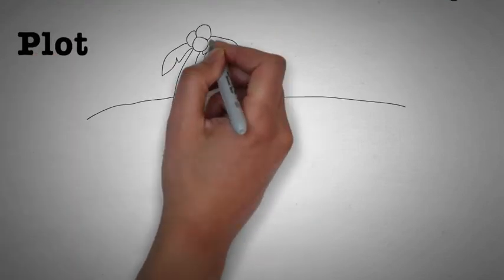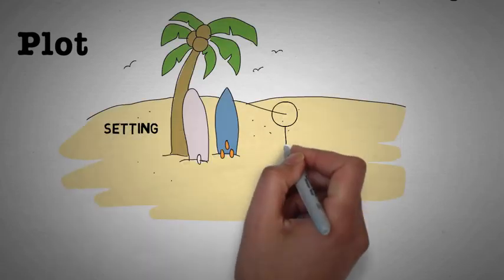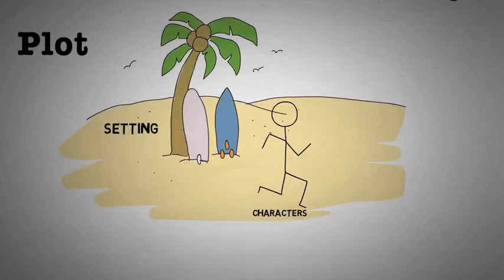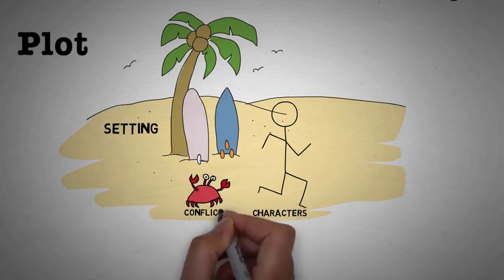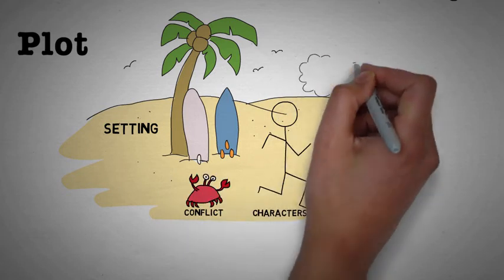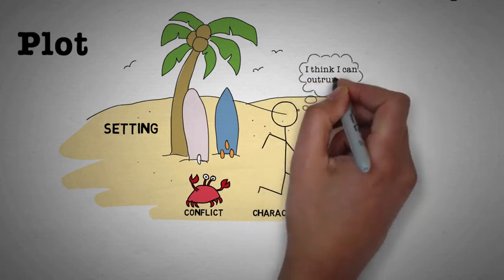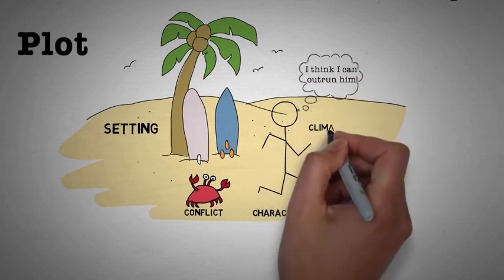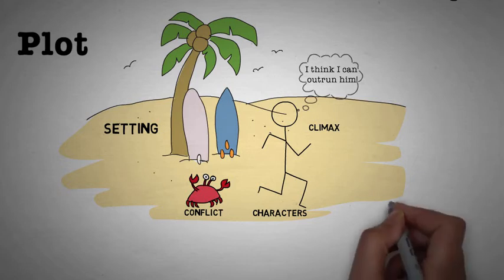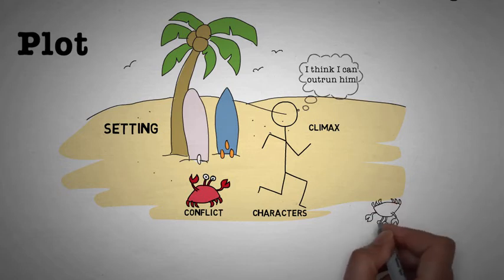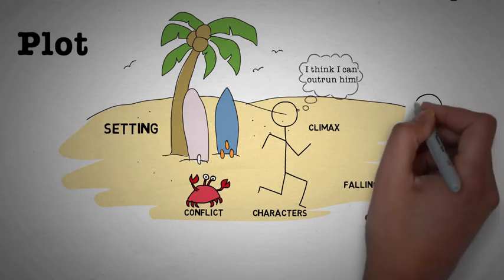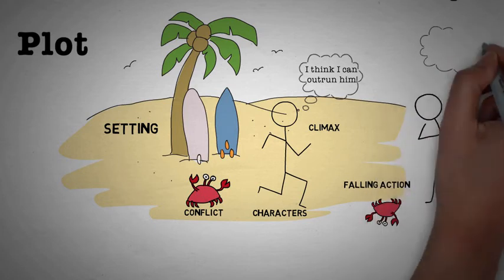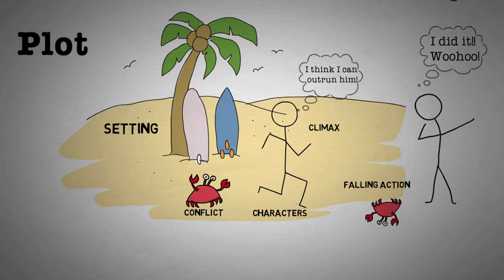The narrative plot includes an exposition, or sharing the settings and the people involved, rising action, or the problem or the conflict you experienced, the climax, or the most intense moment, the falling action, or how the loose ends were tied up, and the resolution, or how the conflict was resolved.